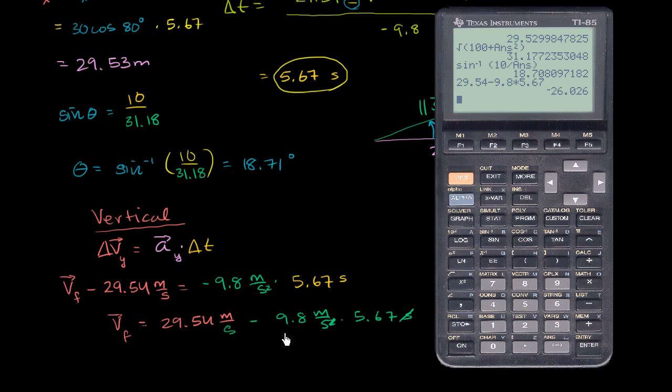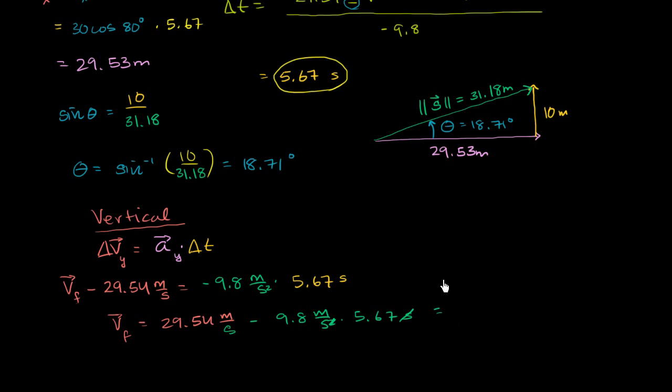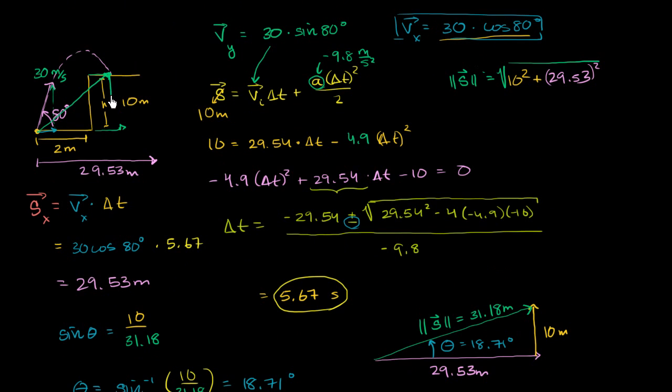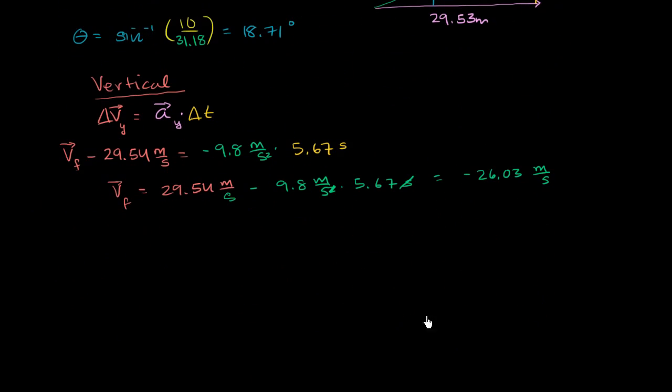So we get our final velocity is negative 26.03 meters per second. And you might say, wait, Sal, what does this negative 26.03 meters per second mean? Remember, when we're dealing in the vertical dimension, positive means up, negative means down. So it means that we're going 26.03 meters per second downwards right when we land.